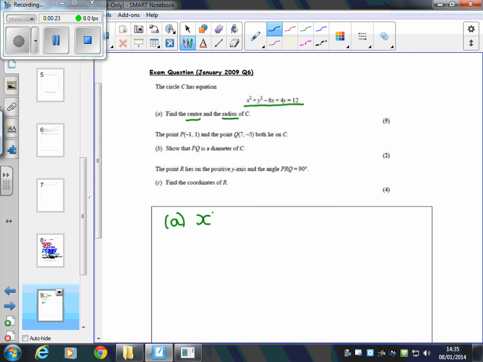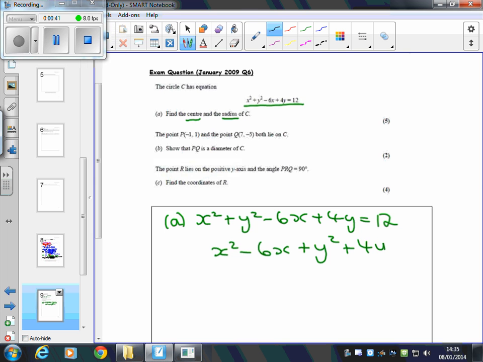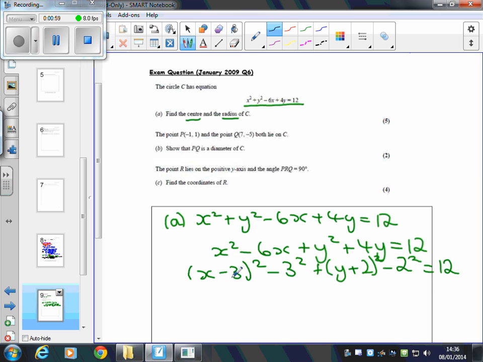The equation that we're given is x squared plus y squared minus 6x plus 4y equals 12. Rearranging this so that the x values and the y values are together gives us x squared minus 6x plus y squared plus 4y equals 12. Completing the square on x and on y gives us (x minus 3) squared minus 3 squared plus (y plus 2) squared minus 2 squared equals 12.